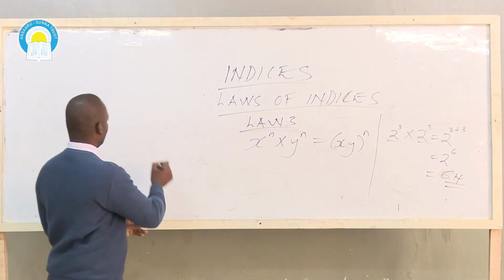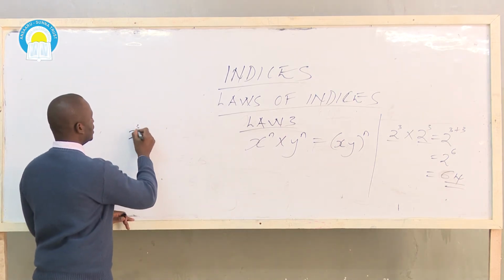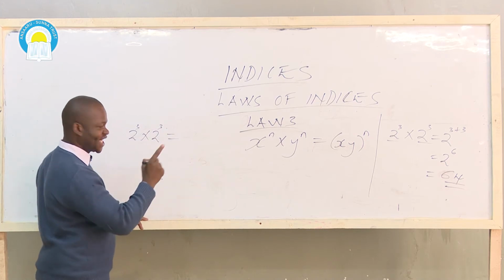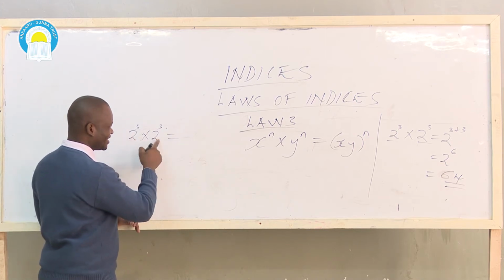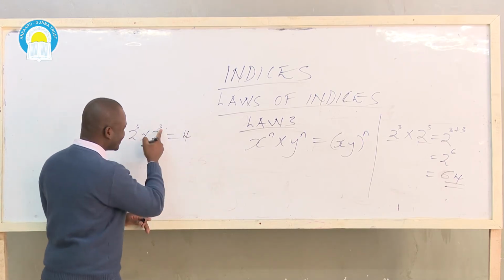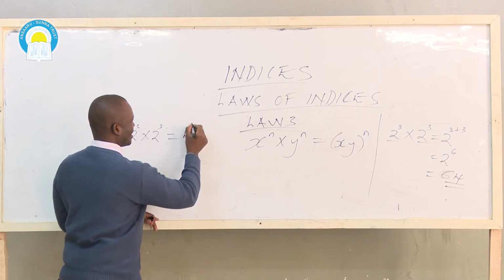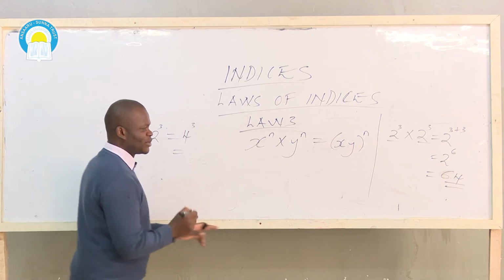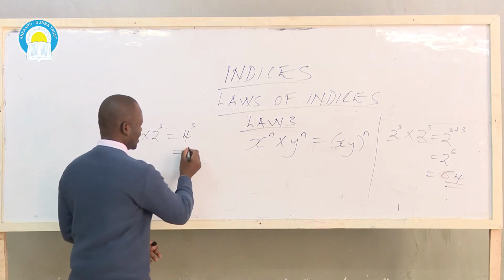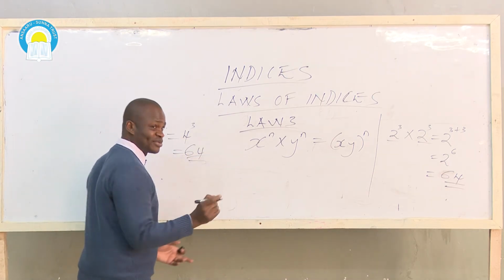What shall we get? We are having 2 power 3 times 2 power 3. I multiply the bases to give me 4. Let that 4 assume that similar power, 4 power 3. Do you have the same outcome? Verify that. We get the same outcome. Are we together?